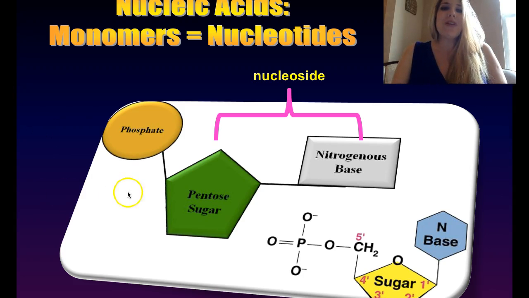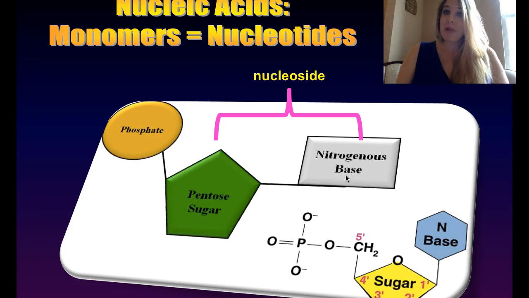So we have a phosphate group attached to a pentose sugar. That means a 5-carbon sugar. Remember, there's a carbon at each point here. And that is attached to what we call a nitrogenous base. And in one sec, we're going to go over what the nitrogenous bases of DNA and RNA are. But there's not too many of them.